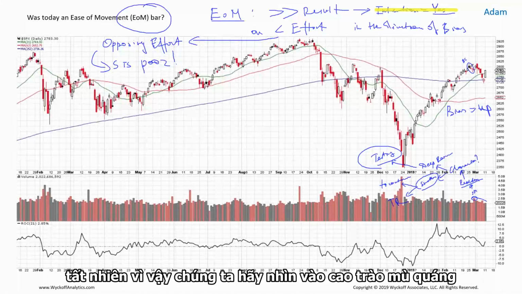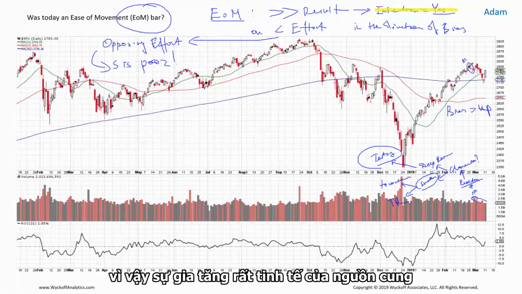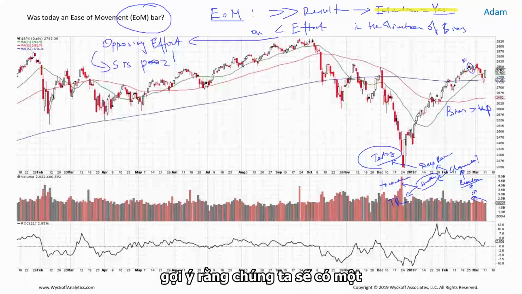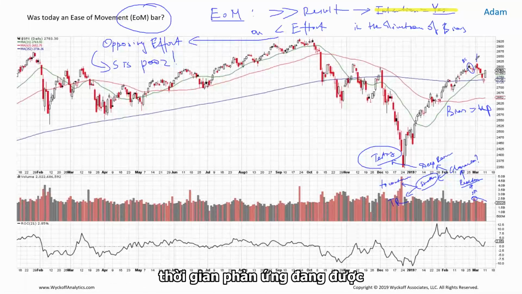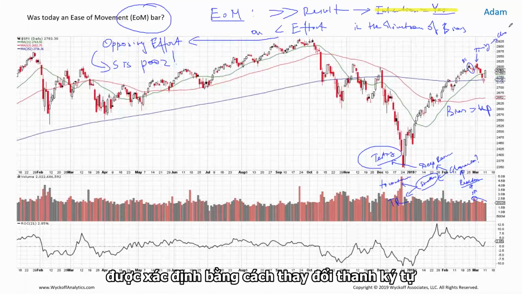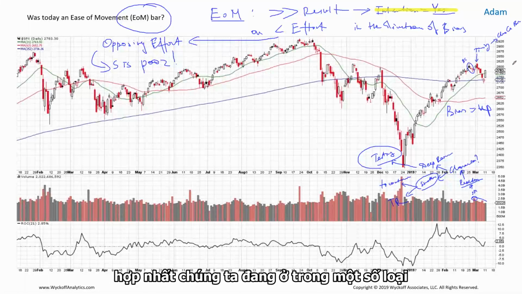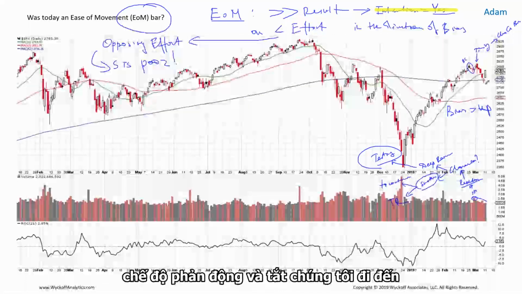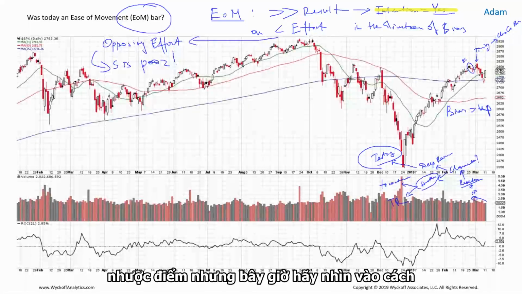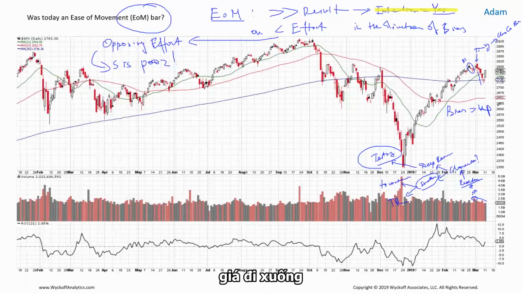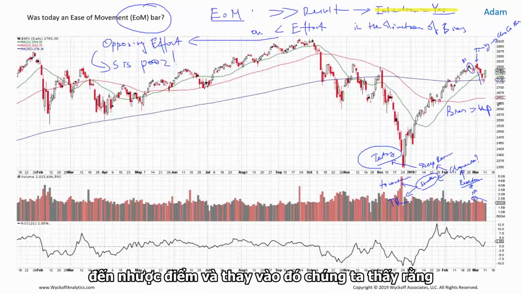So let's look at the buying climax here. A very subtle increase of the supply, suggesting that we're going to have a reaction. Reaction timing is being defined by a change of character bar that suggests that we are in a consolidation, we are in some kind of reactionary mode, and off we go to the downside. But now look at how the price goes down. We were anticipating that the price would have some kind of acceleration to the downside.